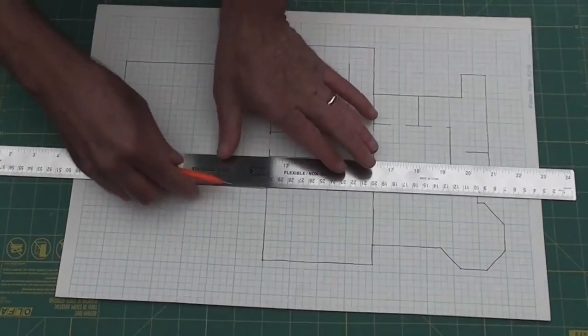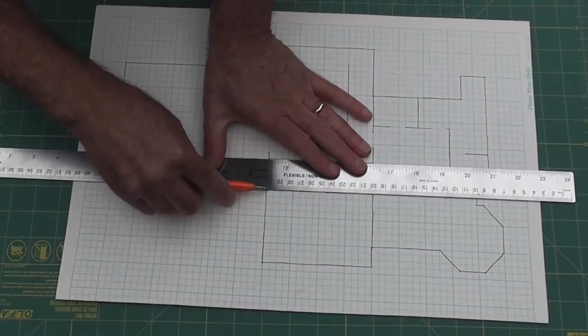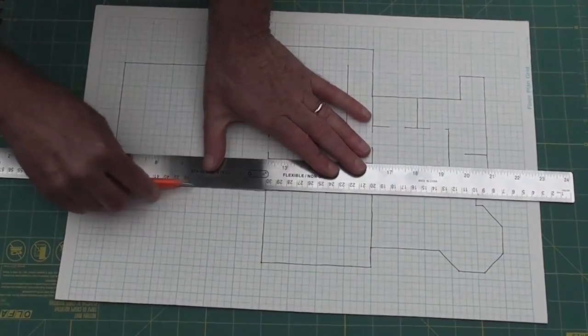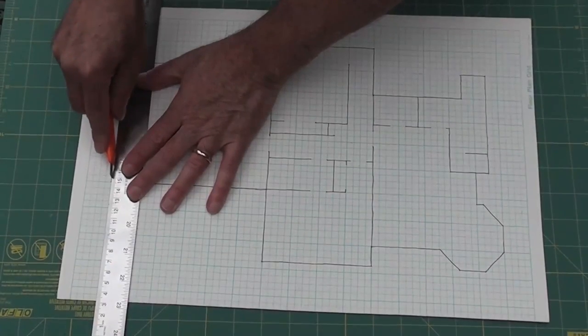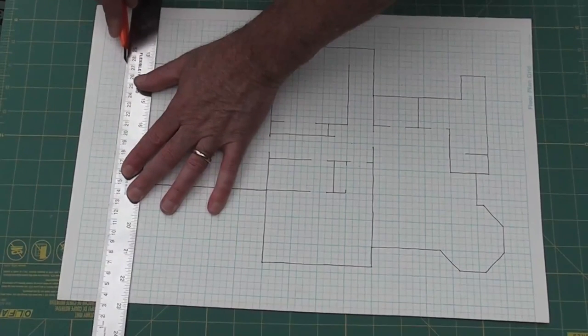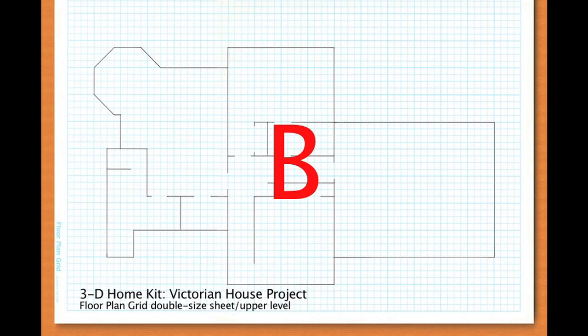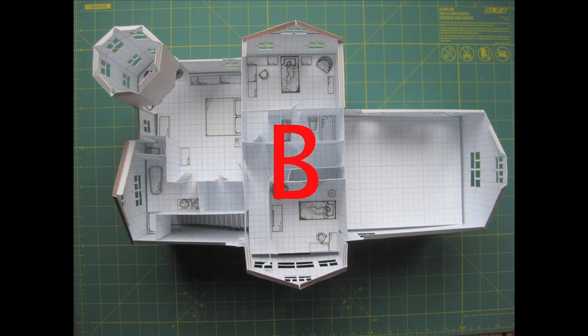Cut out the lower level floor plan along the perimeter. The lines along the perimeter show the exterior of the house. The lines in the interior show the interior walls and outline of the kitchen cabinets. Cut out the upper level floor plan along its perimeter. This plan varies slightly from the lower level floor plan.